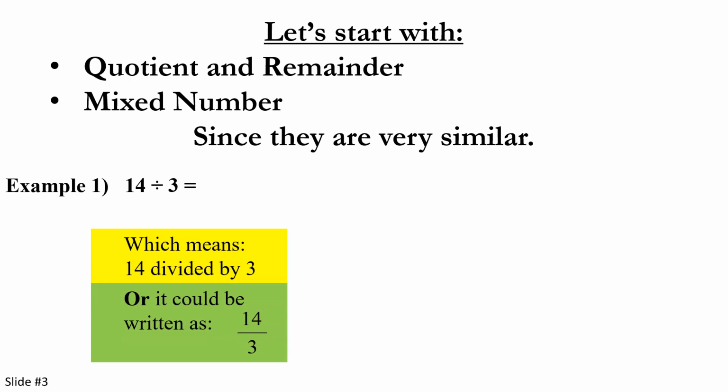Example 1, 14 divided by 3. That's what it means, 14 divided by 3. Or if you wanted to write it as a fraction, you would put 14 on top and 3 on the bottom. And writing it as a long division problem, 3 is divided into 14. The way I remember which one goes where is TI, or Texas Instruments, top inside. So when I look at the fraction, the 14, the top, goes inside. So it's 3 divided into 14.